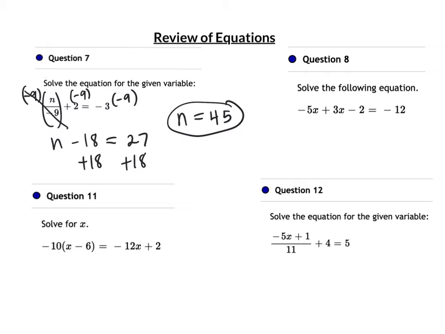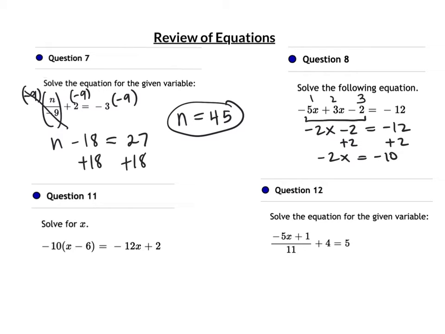Question 8. Simplify whenever possible. A dead giveaway that you have simplification is when you have 1, 2, 3 terms. If there are 3 terms, there's got to be something you can combine. And here, -5x plus 3x can be simplified to -2x. If you don't simplify, you're going to get confused. So we'll add 2 to both sides. That's the first step. The last step is always eliminate the coefficient. That's the number in front of the variable.